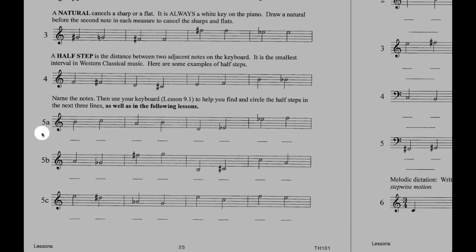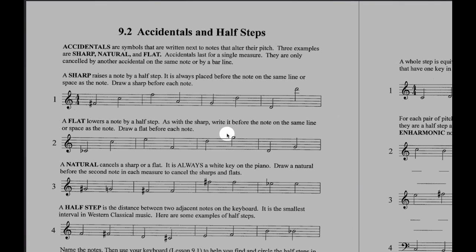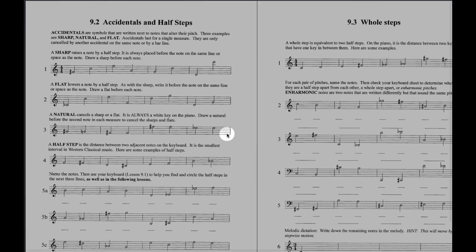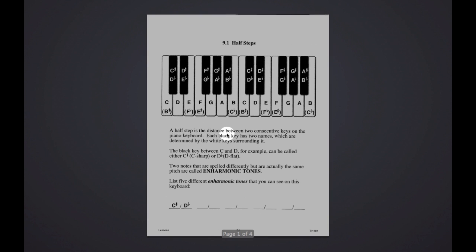Now it's asking you to do something. So in 4, you didn't have to do anything. In 5A, 5B, and 5C, name the notes B, C, A, B, D, E flat, F. Then use your keyboard to help you find and circle the half steps in the next 3 lines. The keyboard is right here on the first page of the study guide that you printed out before watching this video.